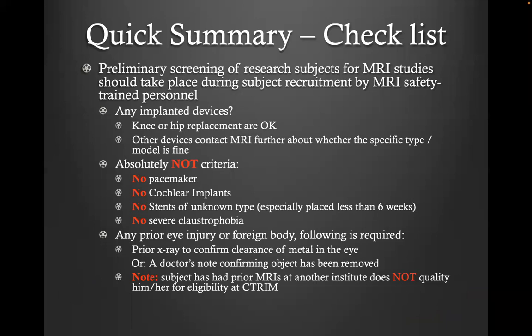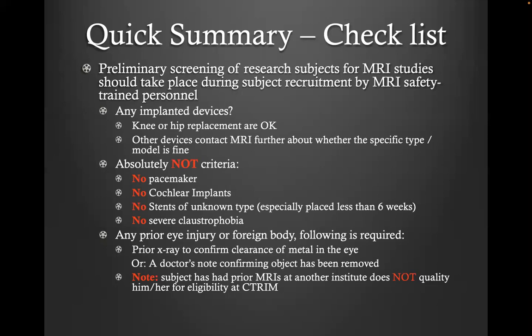So for preliminary screening on any implanted devices, typically knee and hip replacements are okay. And other devices you should check with us. And the absolute no criteria: no pacemakers, no cochlear implants, no stents of unknown type, especially if they were placed less than 6 weeks ago. No severe claustrophobia, because the person is going to freak out and not want to continue inside the MRI bore. And also, we need to check if there are any prior eye injuries or foreign bodies.